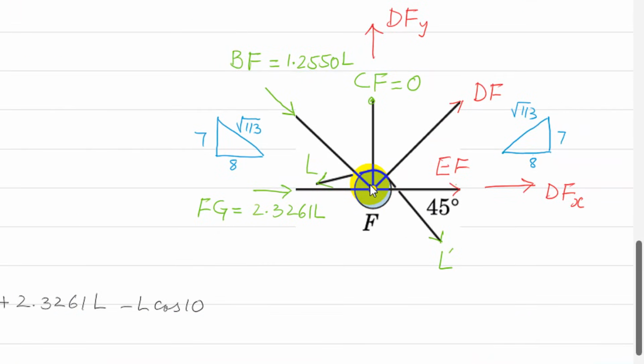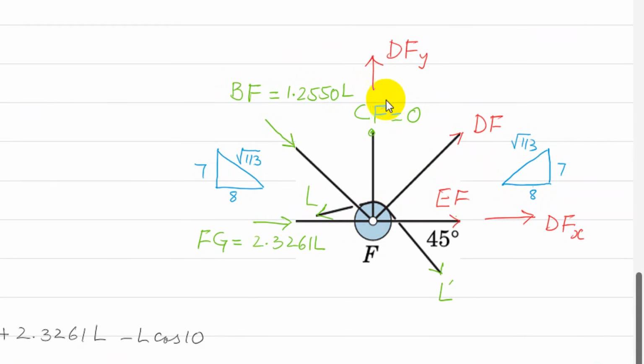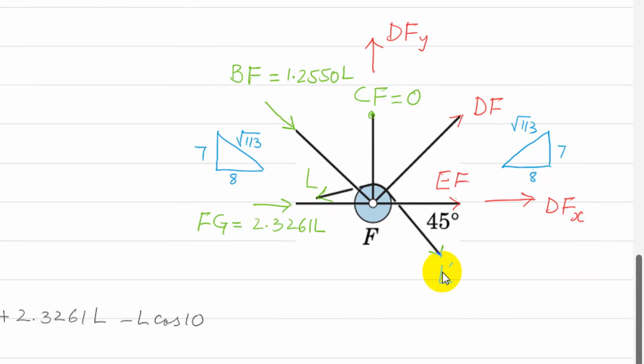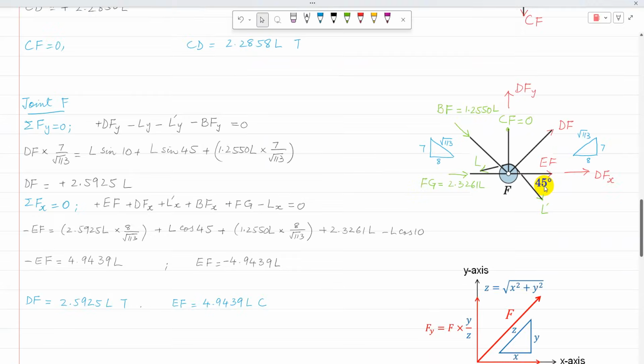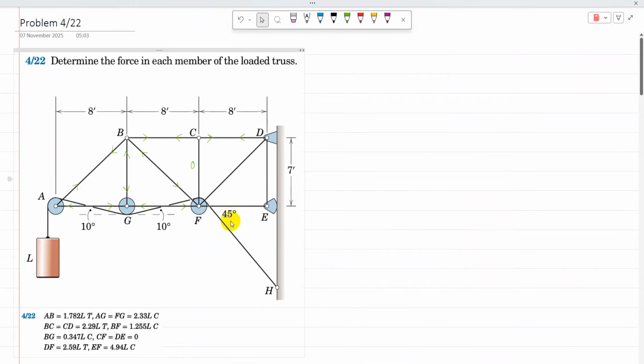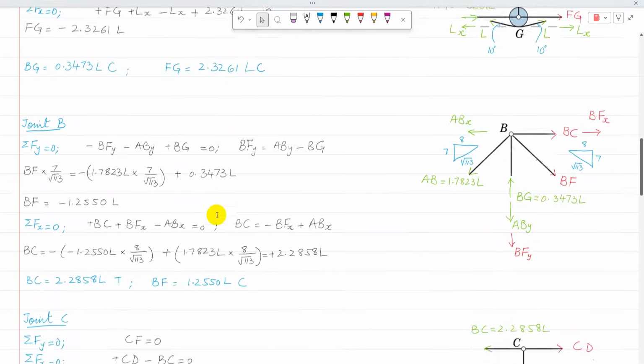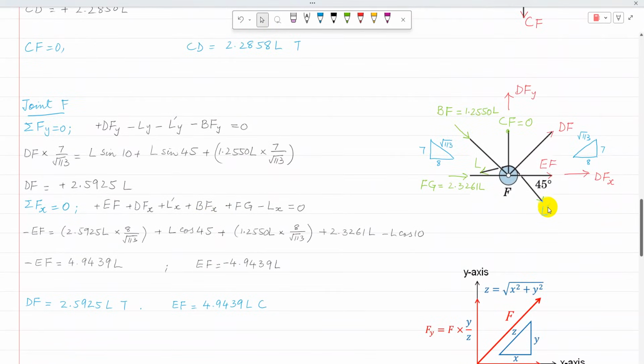So for joint F, DF is resolved into two components. Then L, the tension on the right side of the pulley, can be resolved into two components. And then the tension on the other side of the pulley, L dash, makes an angle of 45 degrees. That is because the rope makes an angle of 45 with the horizontal, so that's why I named it L dash. Now I can apply either sigma Fx equal to 0 or sigma Fy equal to 0, but there is one unknown in the vertical direction.